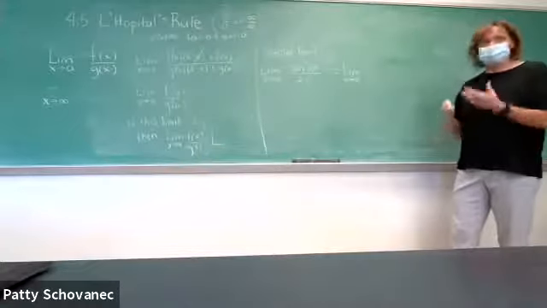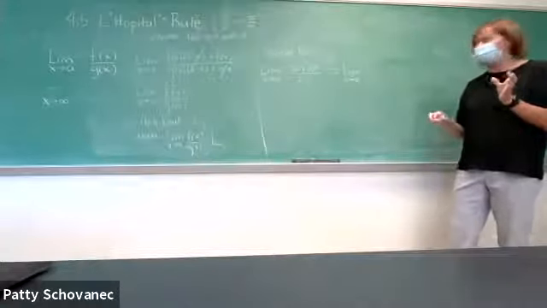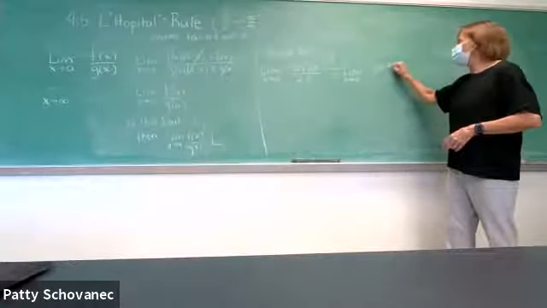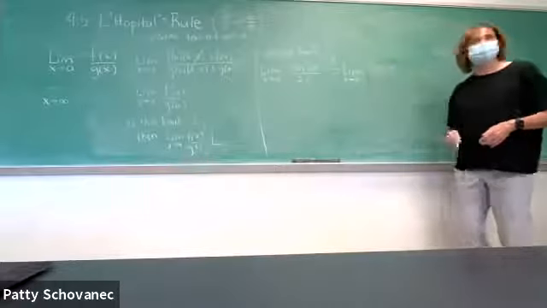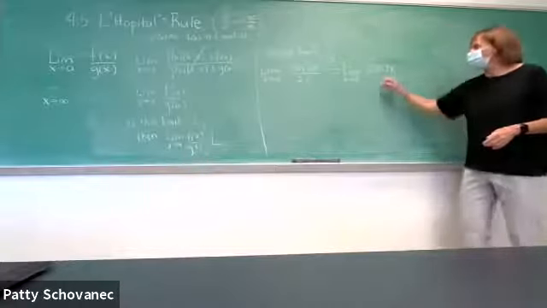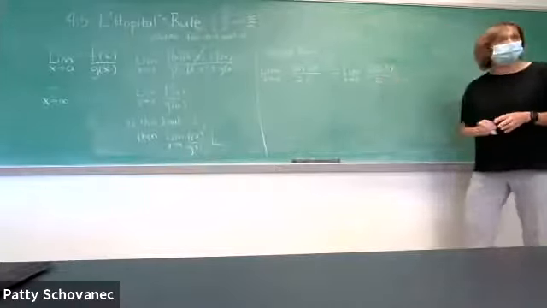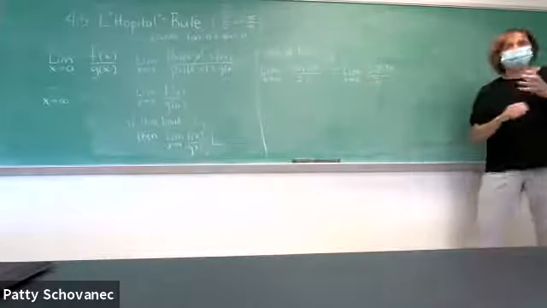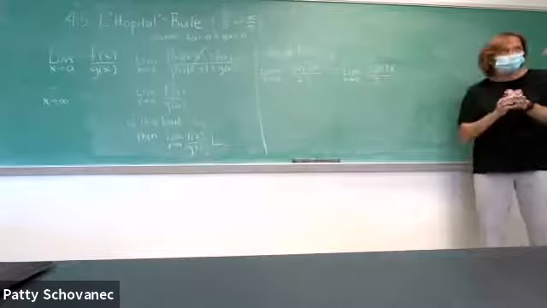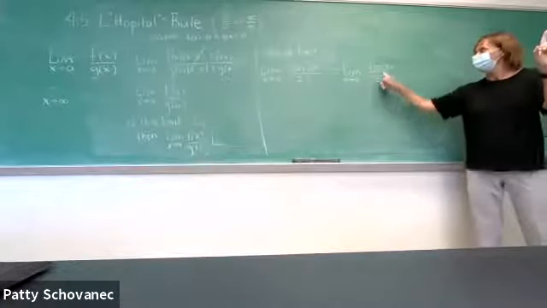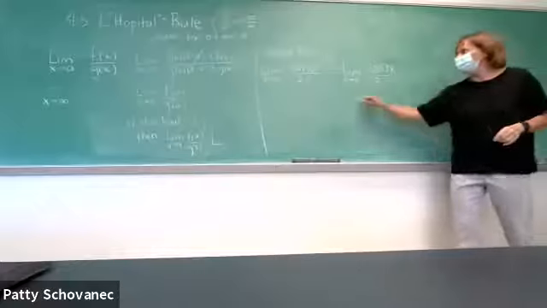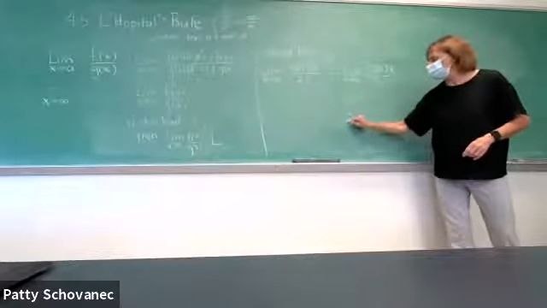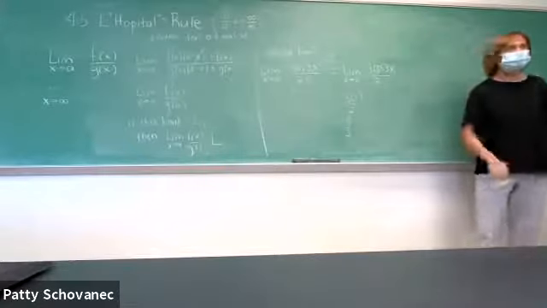So the derivative of the sine of 3x is the cosine of 3x times the 3. And I'll put the 3 out here. Then the derivative of 2x is just 2. Now when you plug 0 in for x, I get the cosine of 0, which is 1, times 3 divided by 2. And there it is. Really handy.